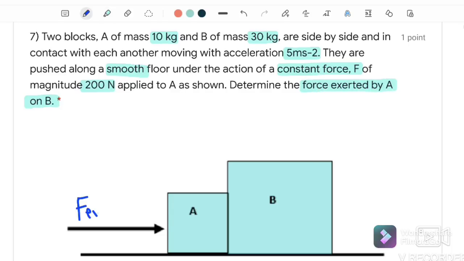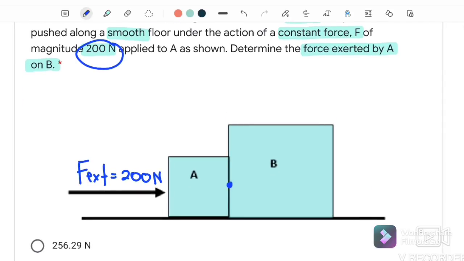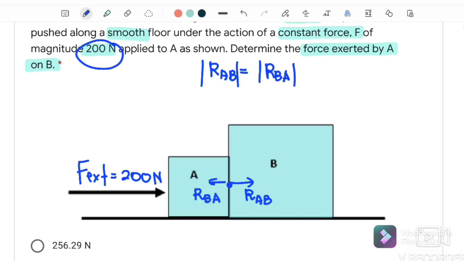Okay, so here we have F external, where the question mentioned that the F external is 200 Newton. They ask us to find the force exerted by A on B, so this is the reaction force by A on B. Here we have another force, from B acting on A. From Newton's third law, we know that when there is an action, there will be a reaction. So actually RAB is equal to RBA. I mean the magnitude for both of them are the same. The difference here is the direction: one is positive, meaning it's to the right, and the other is negative, meaning it's moving to the left.